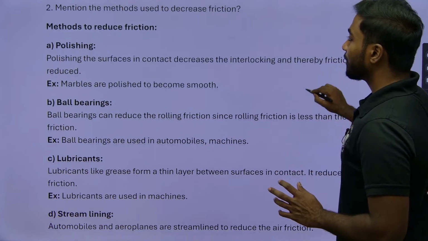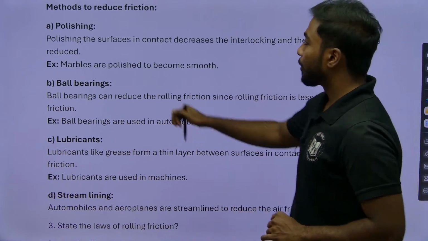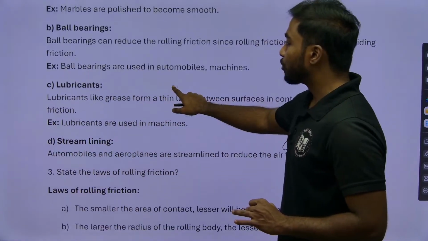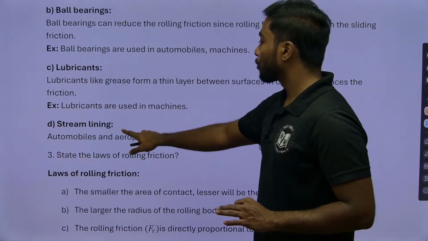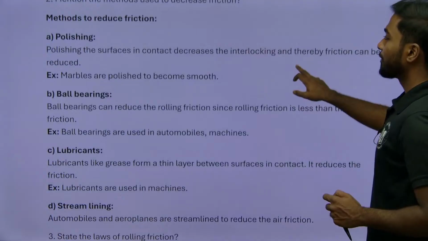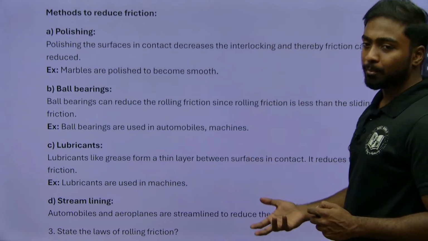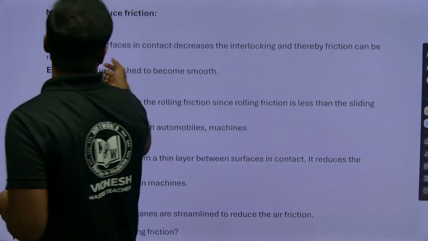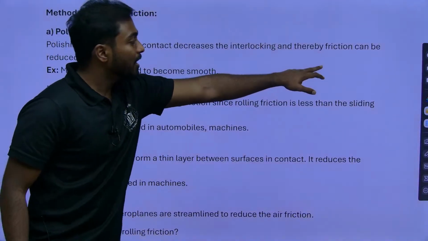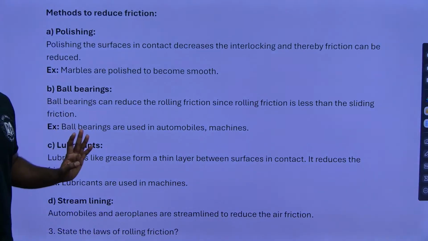The methods to reduce the friction: first one is polishing, second one is ball bearing, third one is lubricant, and fourth one is streamlining. So first one, polishing. What is the meaning of polishing? Polishing the surface in contact decreases the interlocking and thereby friction can be reduced.